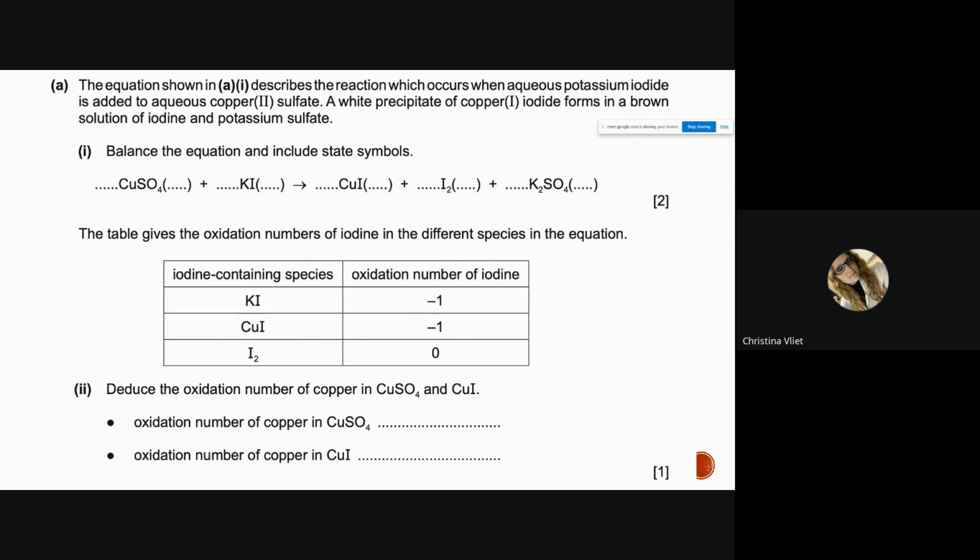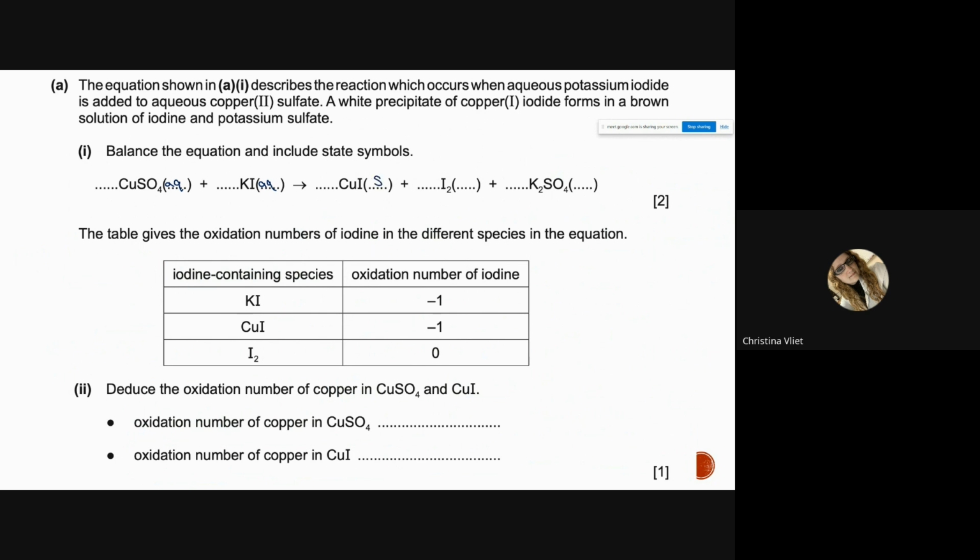I haven't explicitly taught this yet, and technically you have to get it just from reading the question. So for CuSO4, can we figure out the state of matter? Do they tell you in the question? So you should write aq. Do they tell you the state of matter for KI? It's in the first sentence: KI, aqueous. But they do say a white precipitate of copper 1 iodide. What does that mean? Solid. If it says precipitate, that means solid.